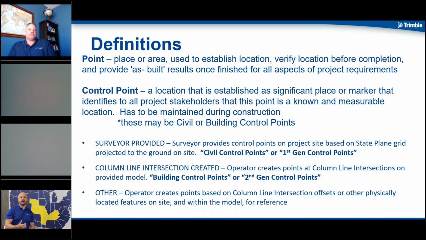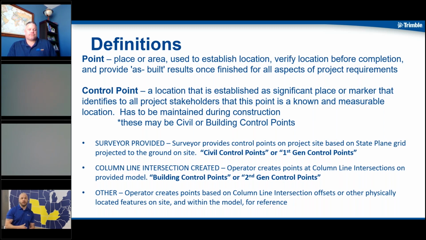Now, I do want to clarify there's building control points and civil control points. So your civil control points are also known as your first-gen control points. Those are surveyor-provided. So those are set up by a registered or licensed surveyor that shoots a traverse around the site when they set up those control points within the state coordinate system and state plane system to make sure that everything is set up on that site geospatially.